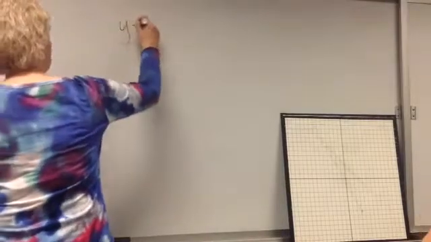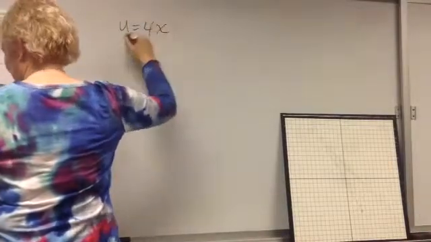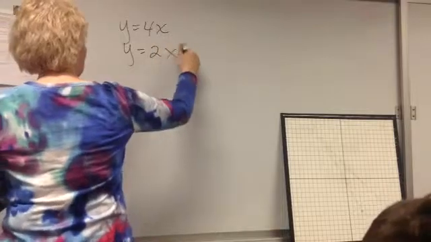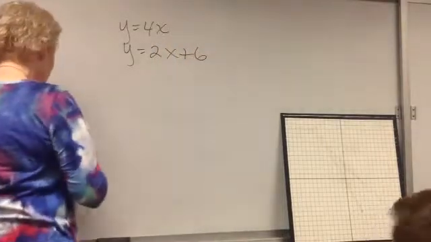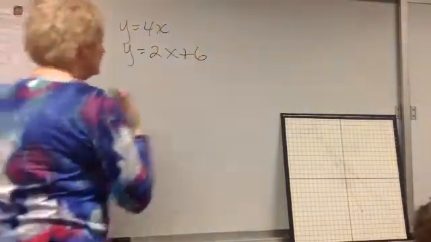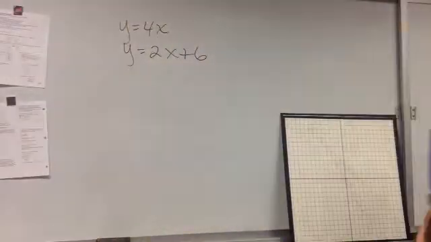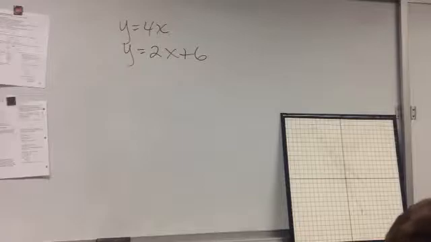Okay, y equals 4x. y equals 2x plus 6. It's a simple one. Find the ordered pair where they intersect. Just set them equal to each other.